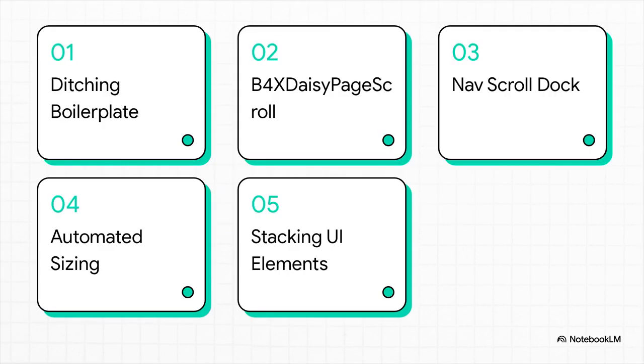So here's our game plan for today. First up, ditching that ScrollView boilerplate. Second, we'll meet our new best friend, the B4XDaisyPageScroll. Third, we'll break down the Nav Scroll Dock layout. Fourth, the magic of automated sizing. And finally, stacking those form UI elements.